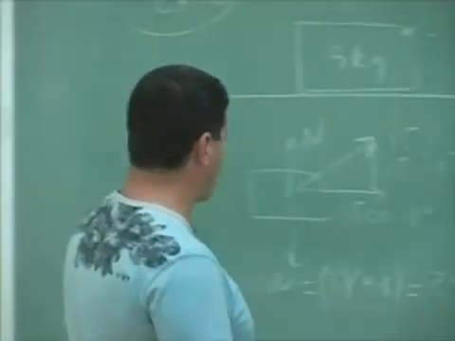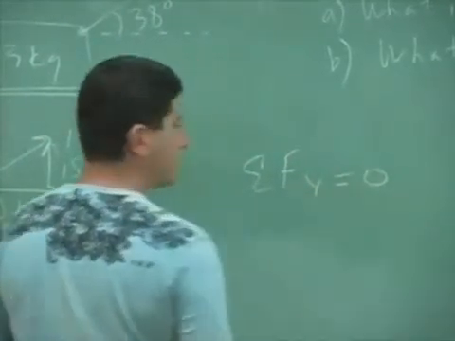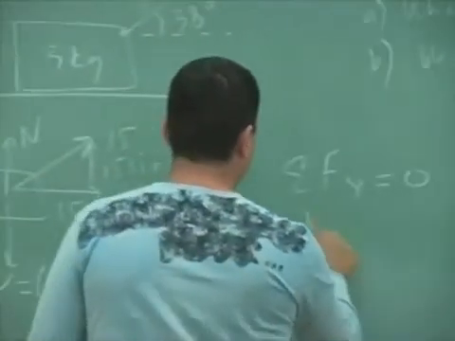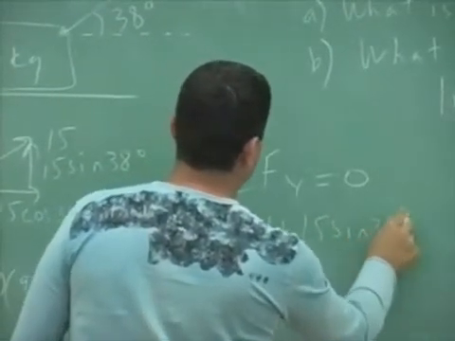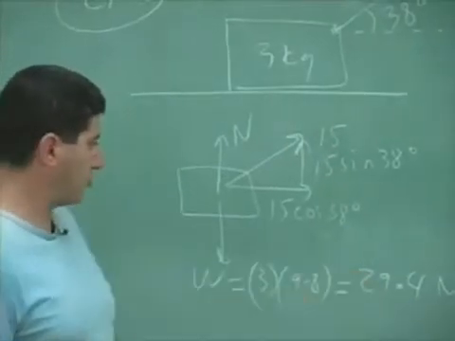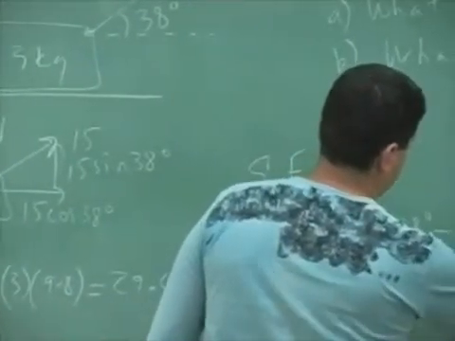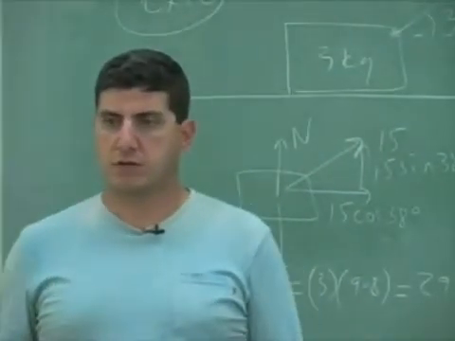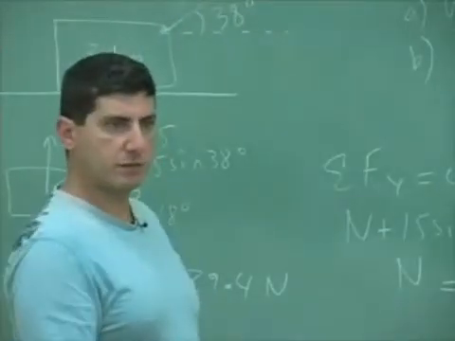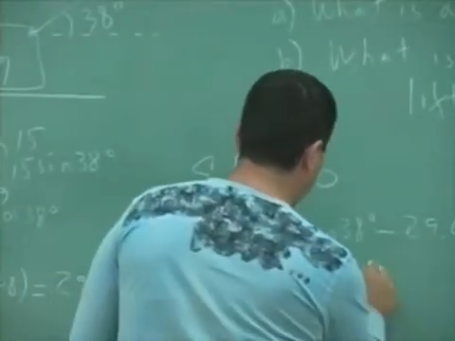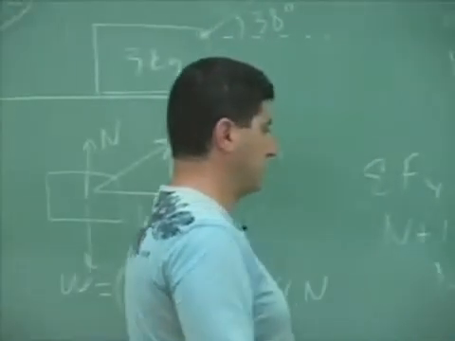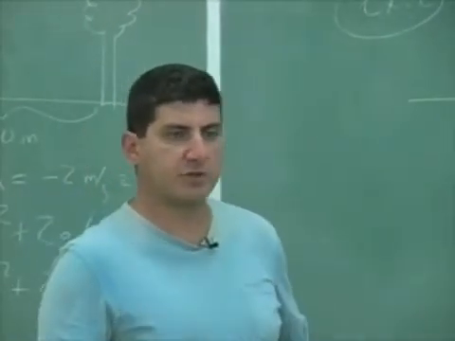Okay, so now in the x direction, in the y direction, there's still no acceleration. The forces cancel in the y direction. In the vertical y direction, you have N, you have 15 sine of 38, and in the negative direction you have negative 29.4, equals 0. Okay? So from this, we can calculate the normal force. The normal force is equal to 29.4 minus 15 sine of 38. That's the normal force right there.